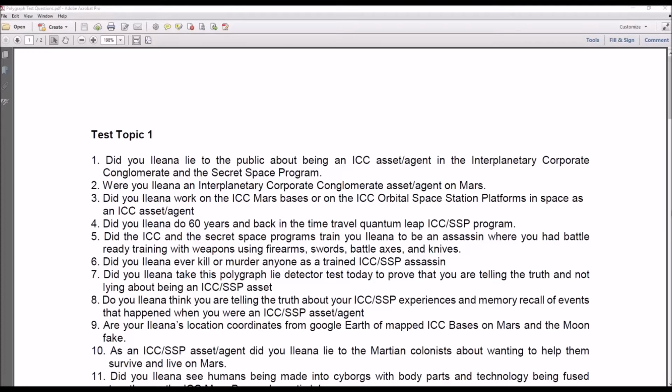But in reality, what I was doing is I was spying on them to collect information of how many colonists there still are on Mars, what their living situation is like, and to report that back to the ICC and the SSP superiors that I worked for.